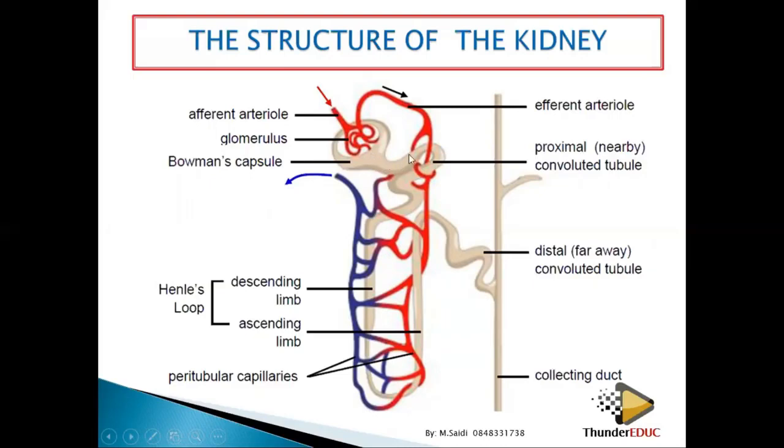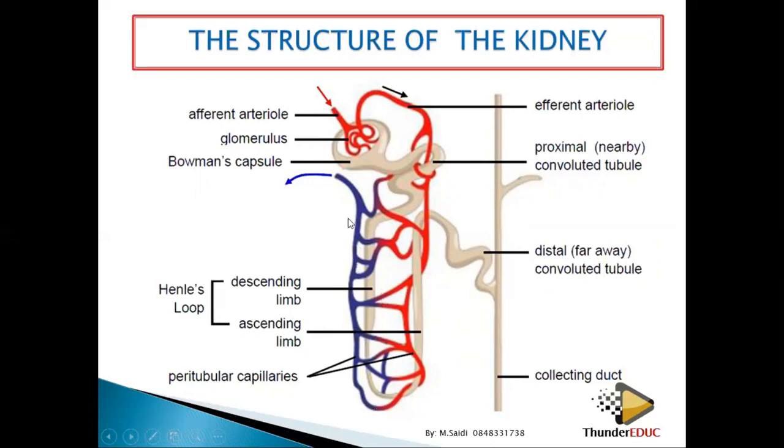Then now the filtration will occur. It has this coiled part. This first coiled part is called the proximal convoluted tubule. Then it goes down. As it's going downwards, it's called descending, so it becomes the descending limb. And then the one which goes up is called ascending. So this is the descending limb, this is the ascending limb. If all this part is combined, we call it the loop of Henle.